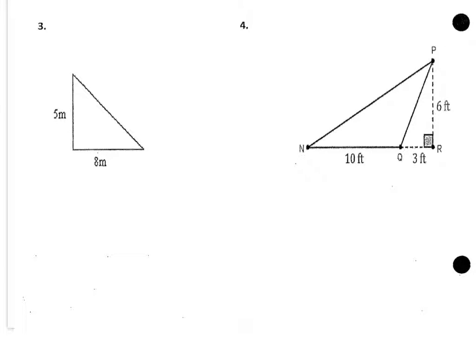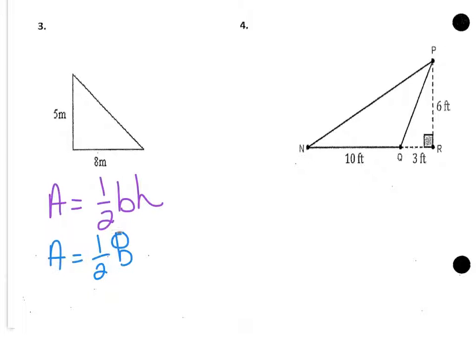So in number 3, we're going to write the formula. Area equals 1/2 base times height. In this problem, the base is 8. So our base is 8 and our height is 5. And again, see how they make a right angle with each other. So I can use those two dimensions as the base and the height. So to work this out, half of 8 is 4, and 4 times 5 is 20. So the answer is 20 meters squared.